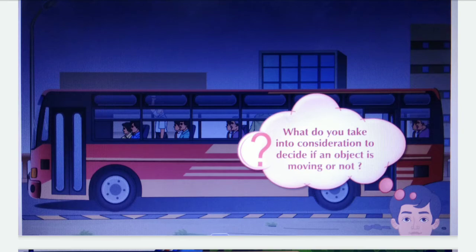Now see the another picture. There is a bus and passengers are sitting in the bus. What do you take into consideration to decide if an object is moving or not? How can you say the bus is moving or the bus is stationary? Think over it.